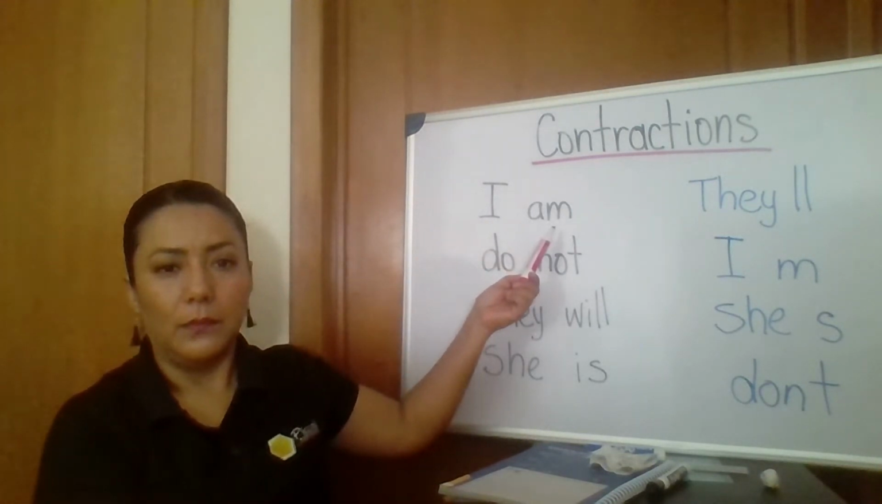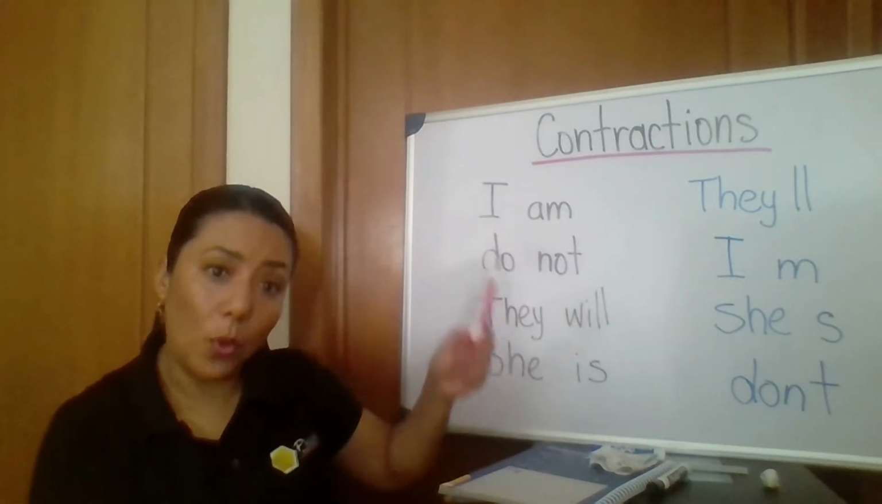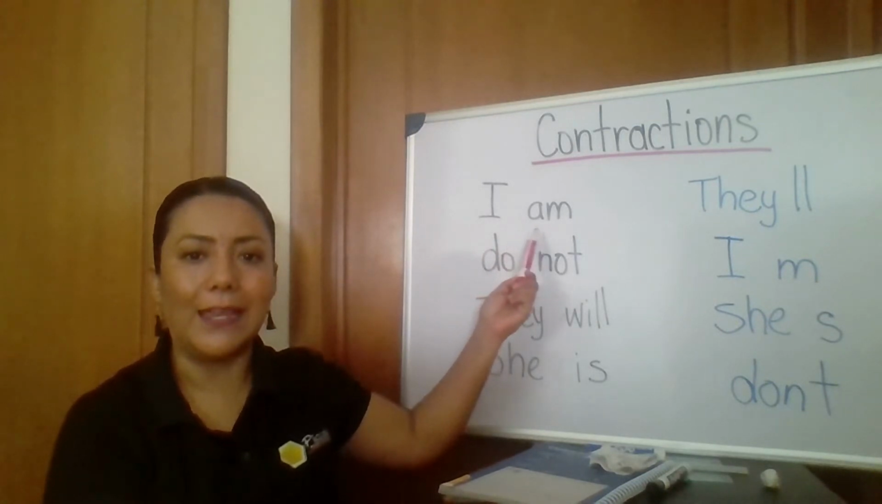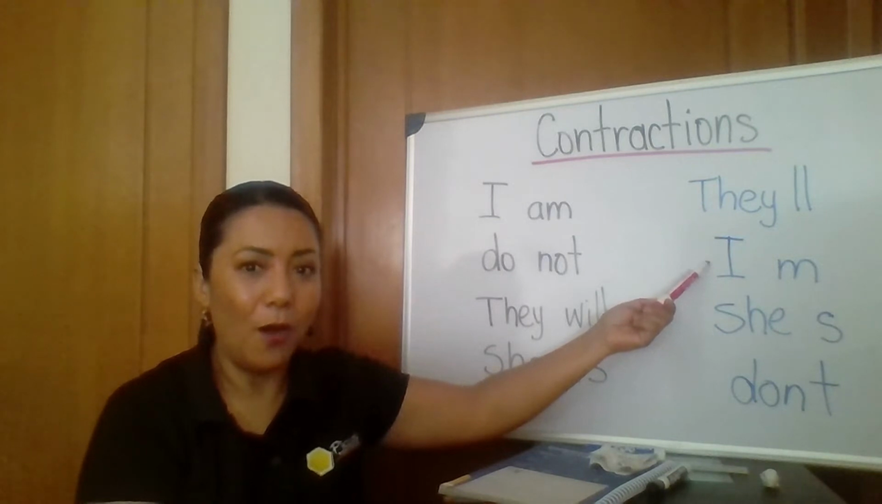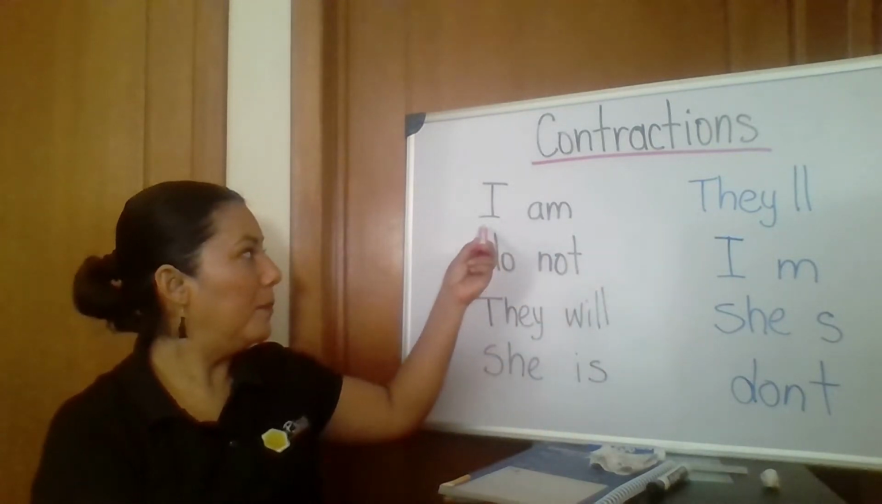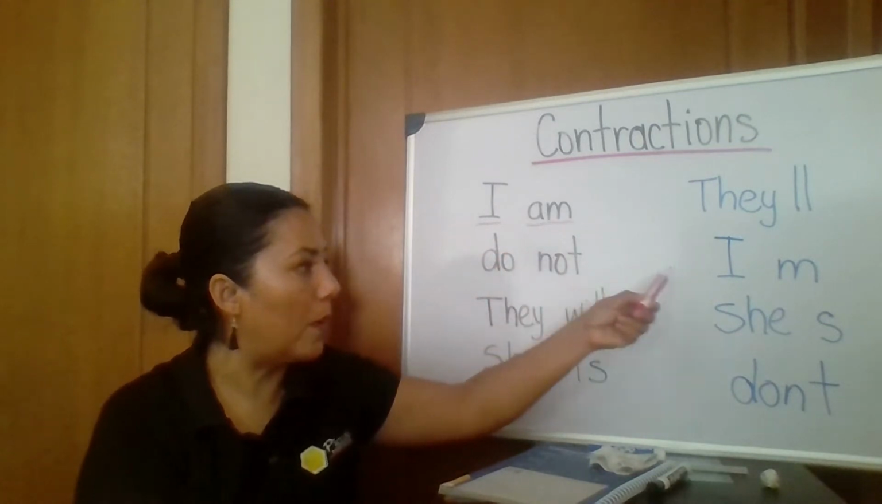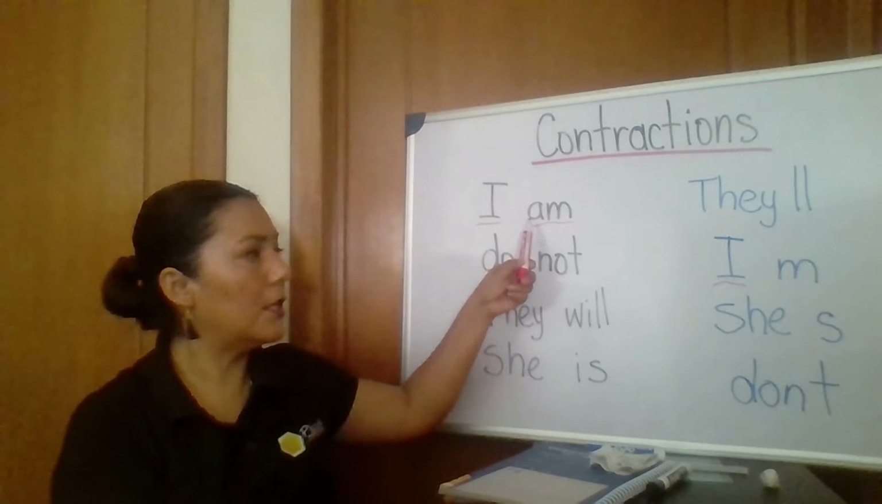I am. Just by looking at the words, which do you think is the contraction for I am? Of course, because we can see this part and we can see a little bit of this part right here. What happened here? Where's letter A?